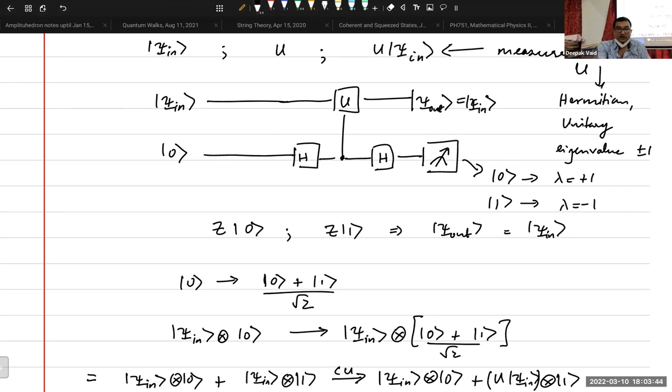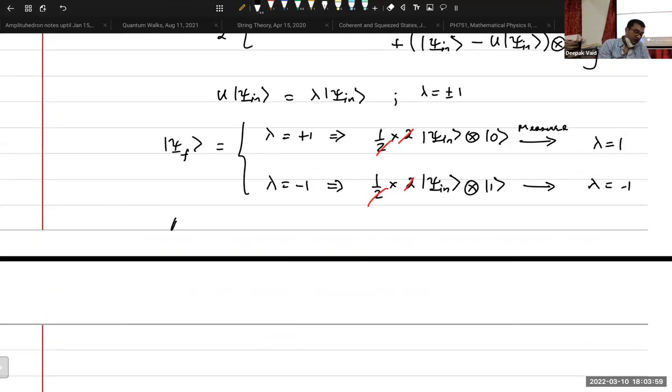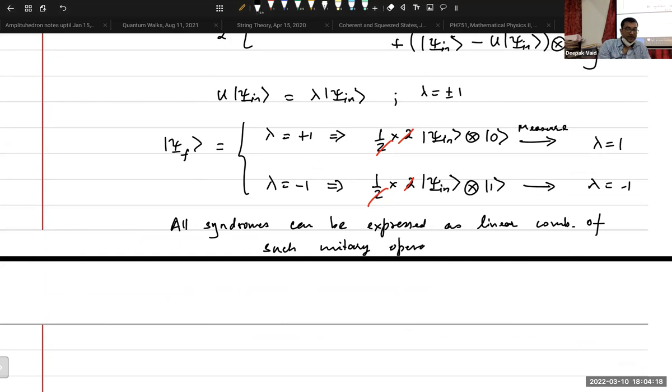Why do we care about this? Because, as I said, this allows us to measure these operators, these syndromes. All the possible syndromes can be expressed as linear combinations of such unitary operators. Actually, more precisely, the correct statement is that all of the errors that can act can be written as linear combinations of these Paulis.